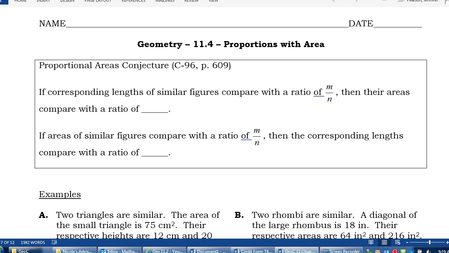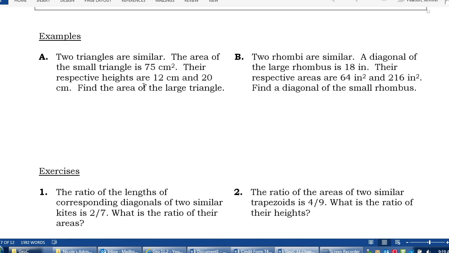Okay, so down below I have two examples. The first says two triangles are similar. The area of the small triangle is 75 square centimeters. Their respective heights are 12 centimeters and 20 centimeters. Find the area of the large triangle. So I would set this one up 12 to 20. That is the ratio of the heights, so the lengths on the two figures.